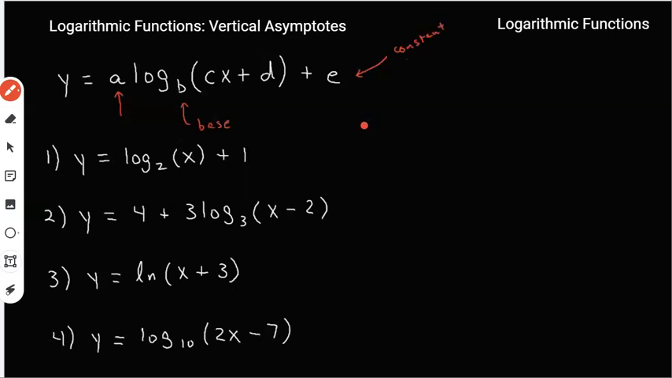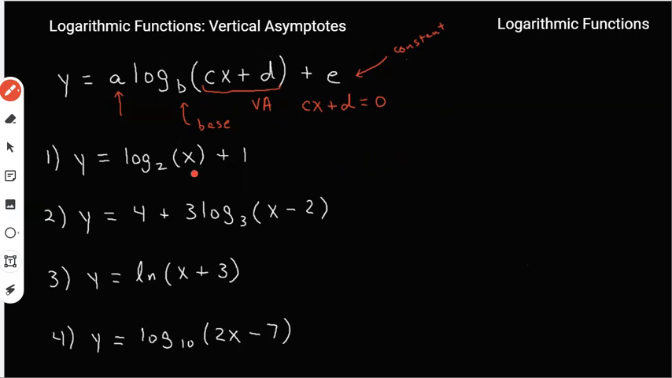But what we want to do today is look at what's on the inside of the parentheses, this cx plus d. To find the vertical asymptotes, we're going to concentrate on this. We're going to set it equal to 0 and then solve it for x. So I'm always taking what's in the parentheses and setting it equal to 0.